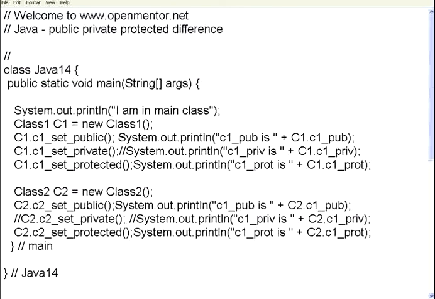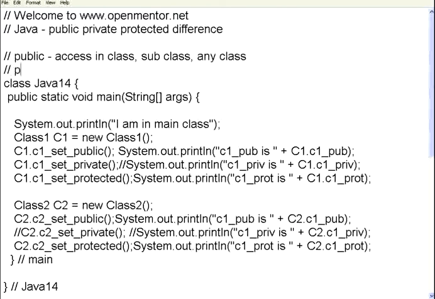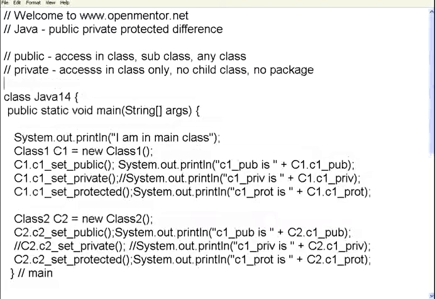Okay, so now let me document this. Public access in class, subclass, any class, whereas private access in class only. You cannot access it outside. No child class, no package. So it can be accessed only within that class.